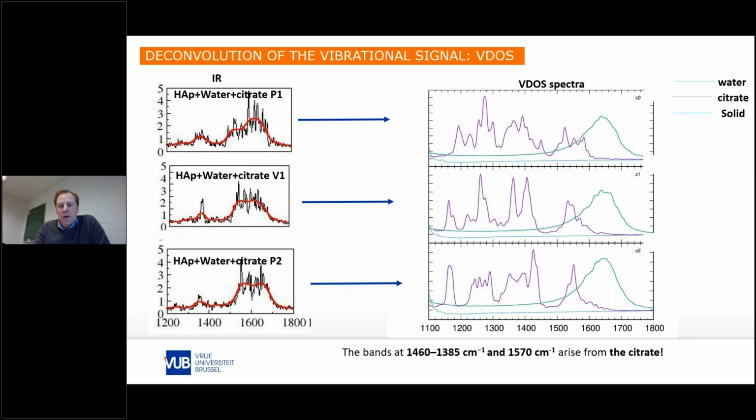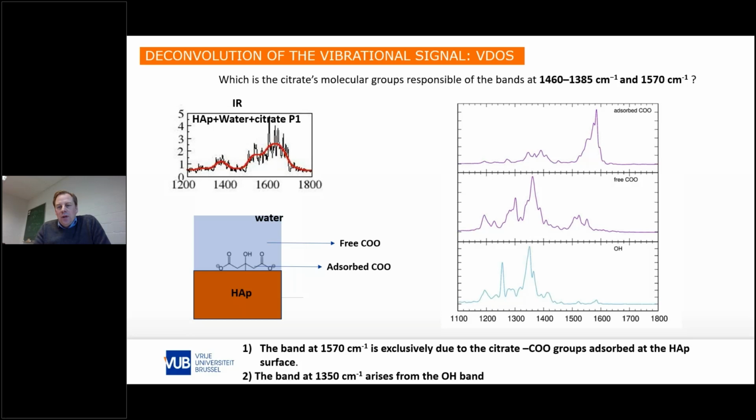So what are now these bands exactly? Well, after some analysis, we found the following. The band at 1570 is exclusively due to the citrate carboxylate group adsorbed on the apatite surface, and the band at 1350 arises from the OH group on the citrate. You see here, there is one OH group and three carboxylates.